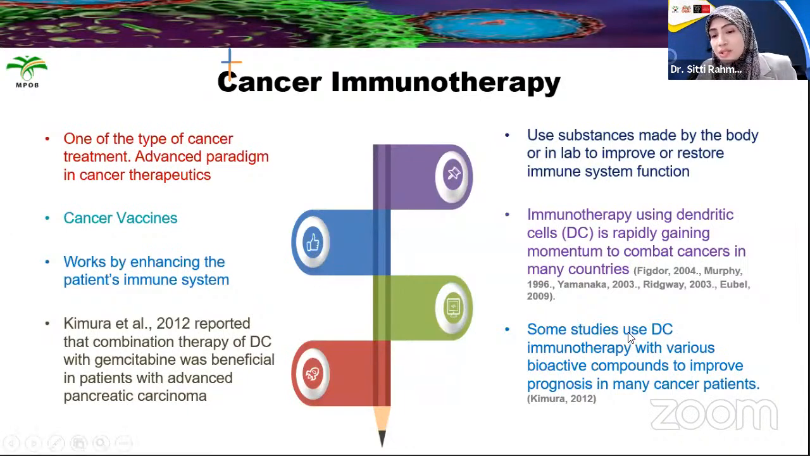Some studies use dendritic cell immunotherapy with various bioactive compounds to improve the prognosis in many cancer patients. And there is also a study by Kimura in 2012, which reported that the combination therapy of dendritic cells with the chemotherapy gemcitabine was beneficial in patients with advanced pancreatic carcinoma.